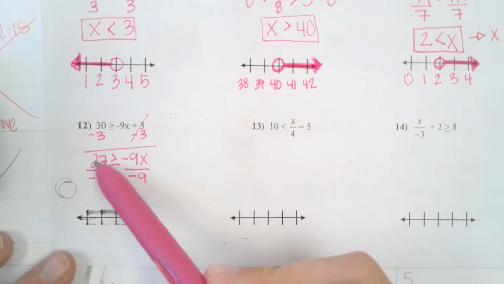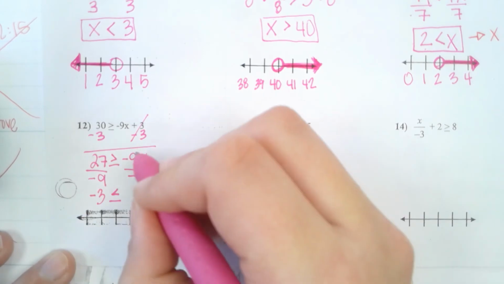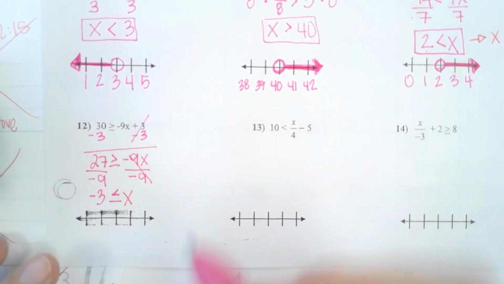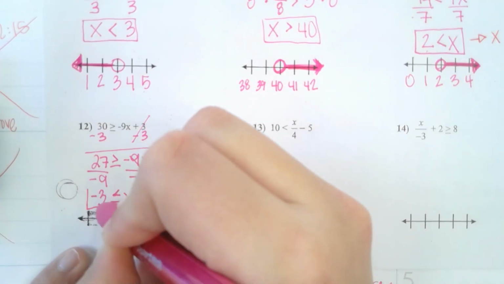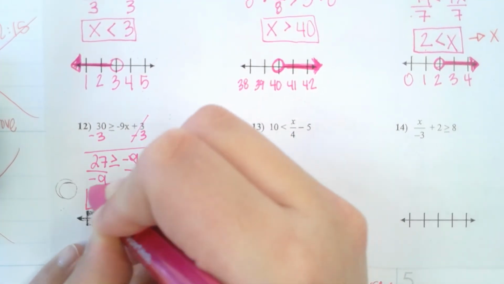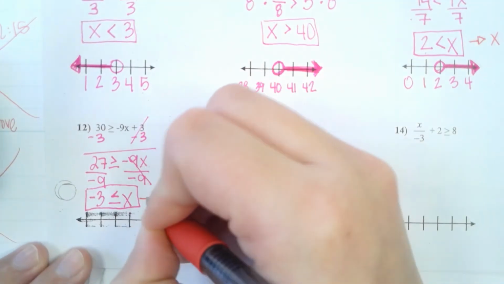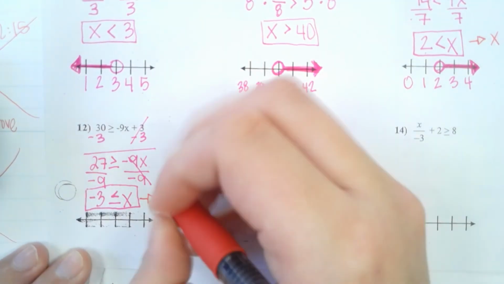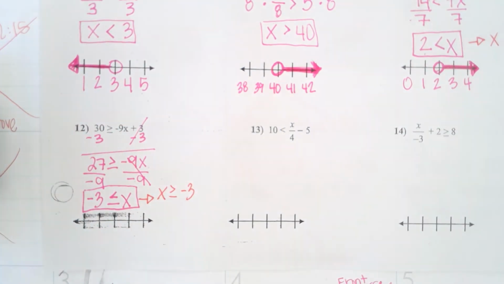So 27 divided by negative 9 is negative 3. And then these 9's cancel and I'm left with x. Okay? So this should have been your answer: negative 3 is less than or equal to x. If your teacher likes you to have the x on the left side, then you would have had x is greater than or equal to negative 3.